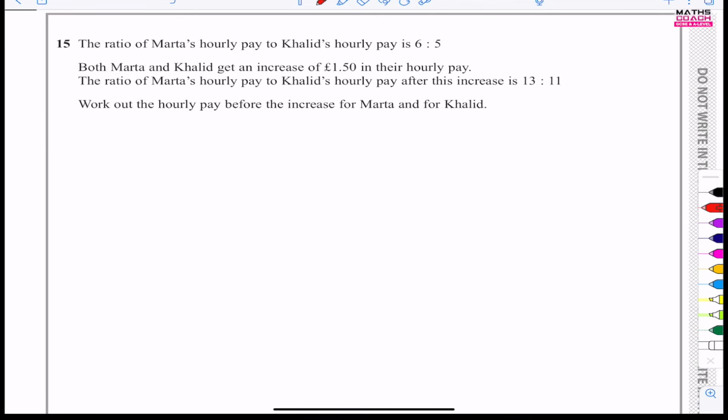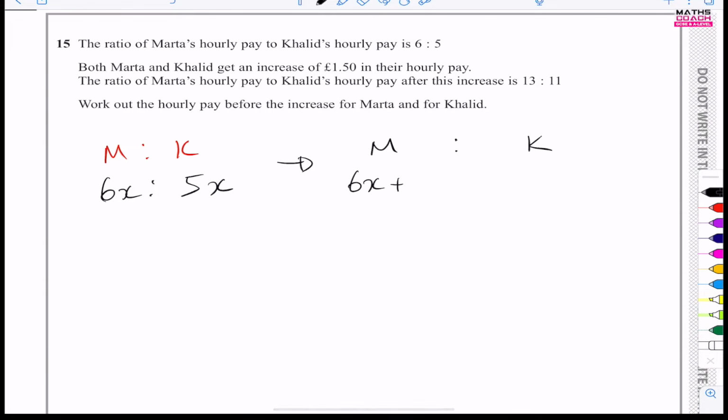So let's begin. Where do we begin? Let's write down M and K, which signifies Martha and Khalid. And we'll start off with the ratio that's given to us, which is 6 to 5. So 6 to 5. Now, because we don't know what the hourly pay is, we're going to call it 6x and 5x. Now, what happens next? This translates into their new hourly pay, where they both get £1.50. So it's going to be 6x plus 1.5 for M and 5x plus 1.5 for K. This new ratio after the increase is now 13 to 11.